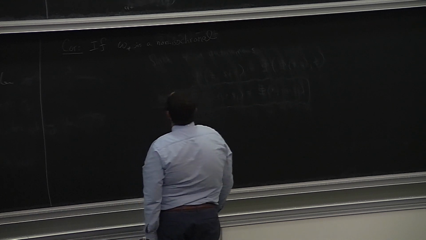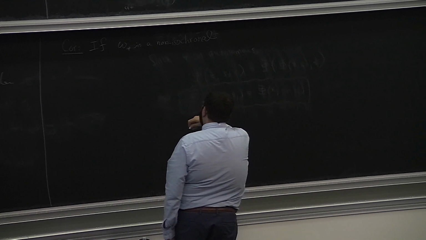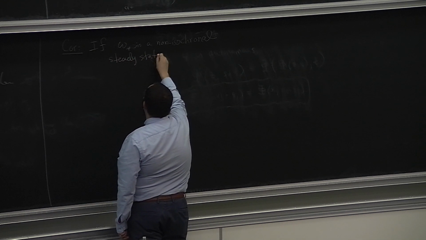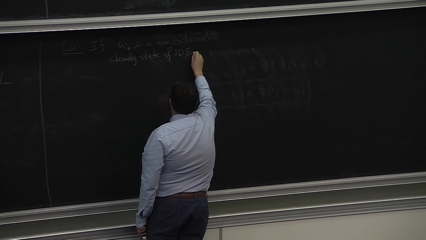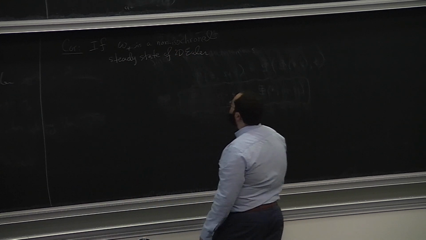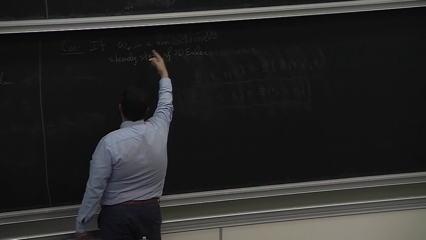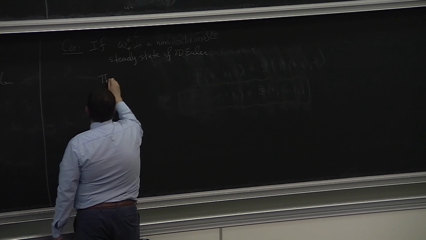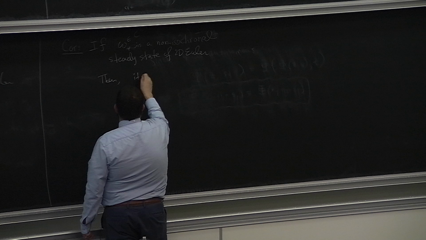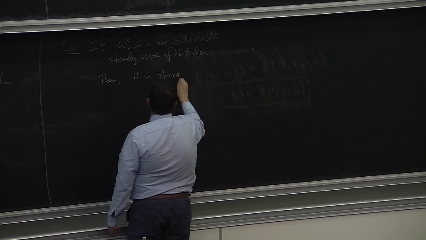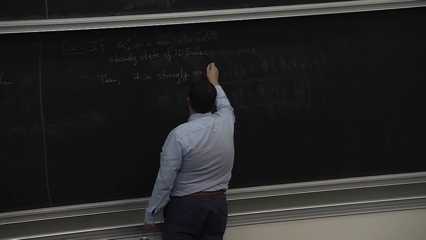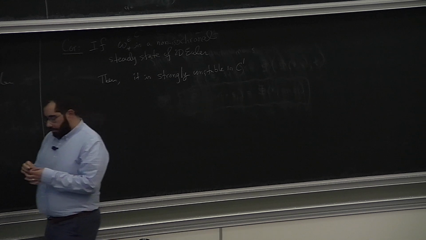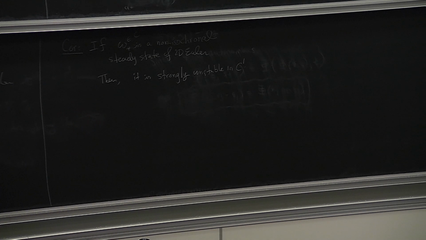So if omega star is a non-isochronal steady state, then, okay, smooth, it is strongly unstable in C1, in the sense that you can have a perturbation of size epsilon that goes to size capital N away. Okay?